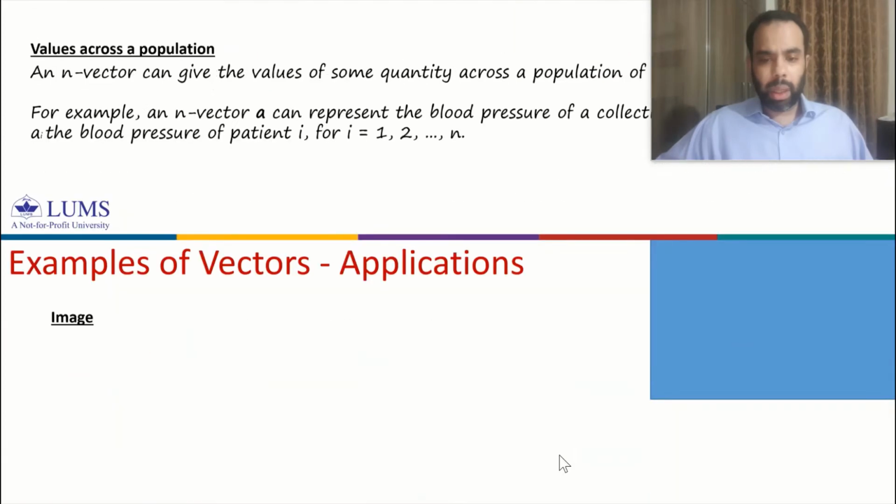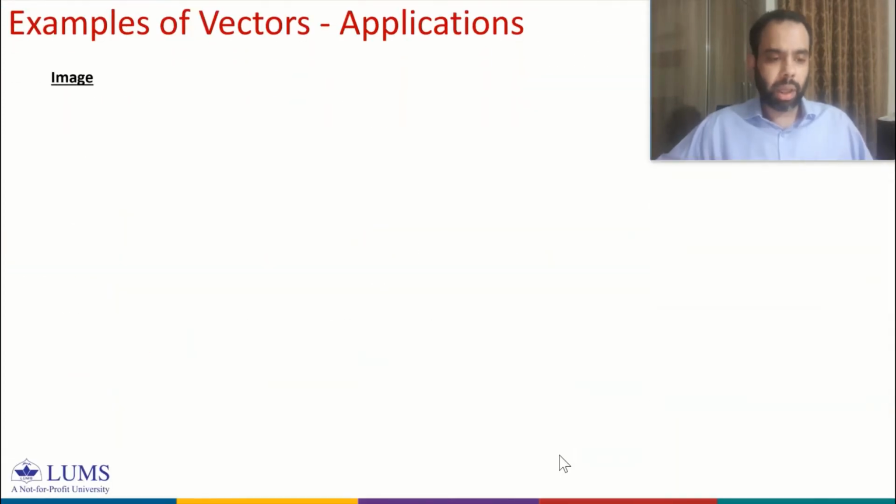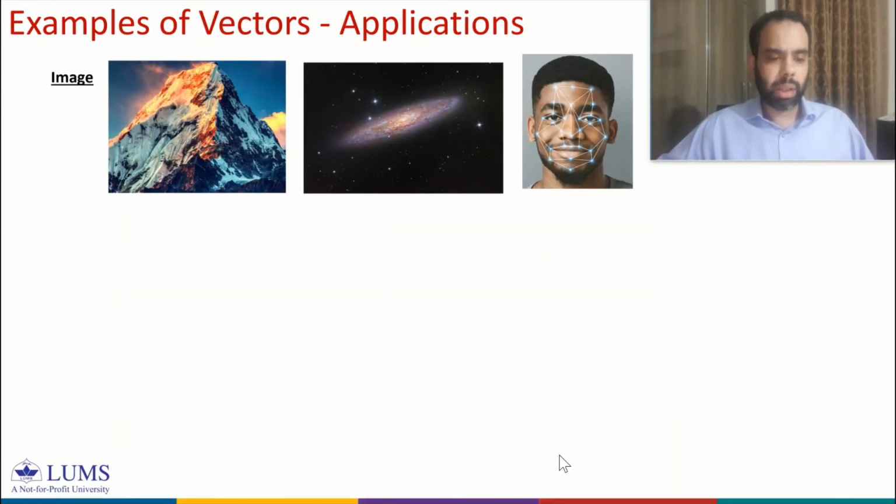Another example would be, in fact, images can also be represented as vectors. So we know that an image has columns and rows, but we can stack those values in the form of a vector, and we can represent an image as a vector as well.